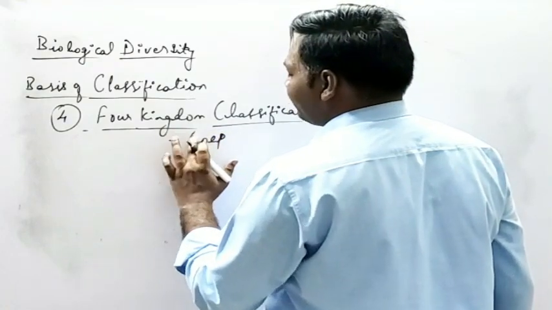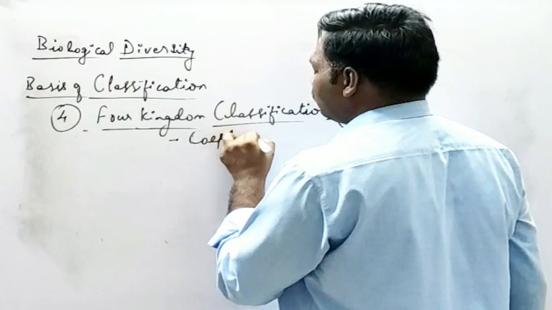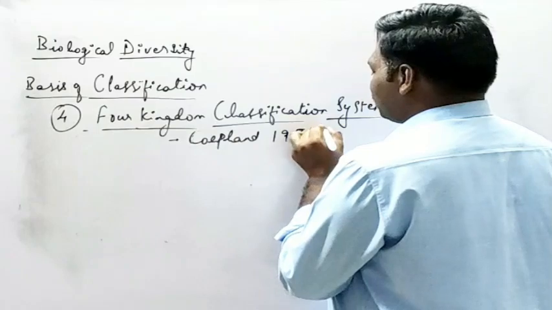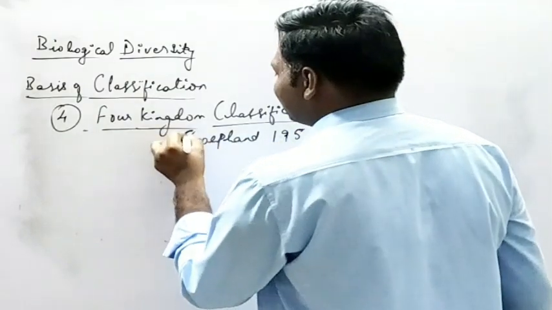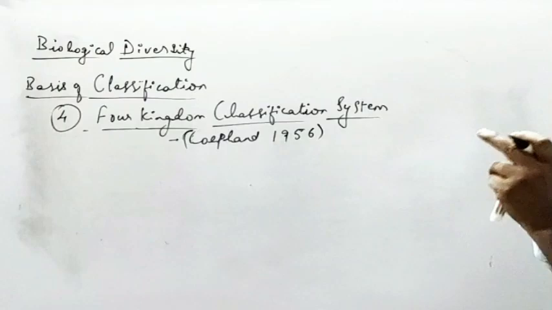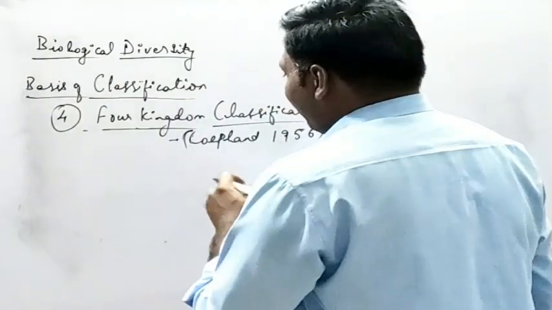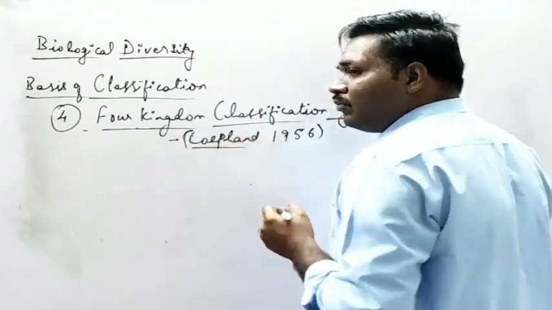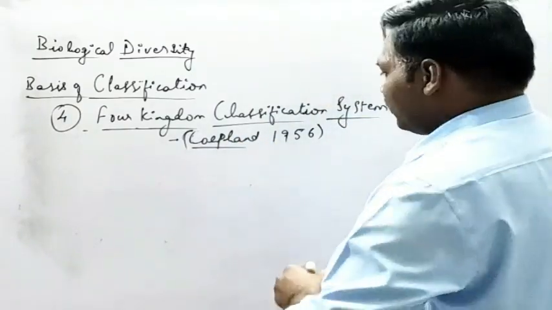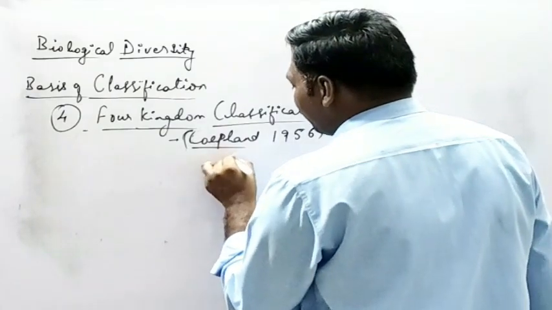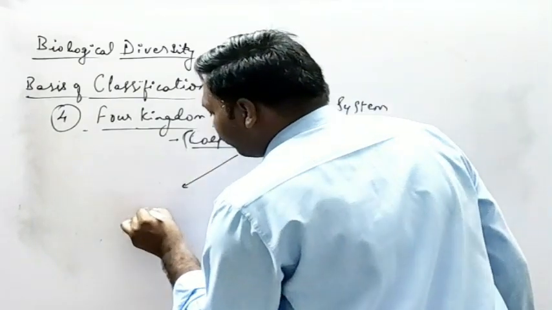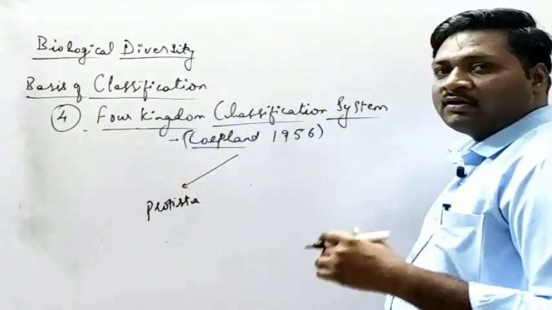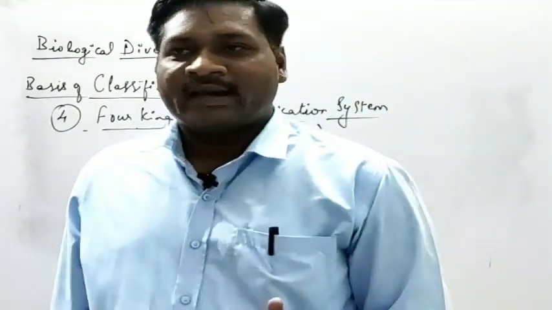It was given by Copeland in 1956, okay. So this system of classification includes four different kingdoms, that is Copeland has added one more kingdom to the classification. Already we were having the kingdom Protista, which was including all unicellular eukaryotes and the prokaryotes.